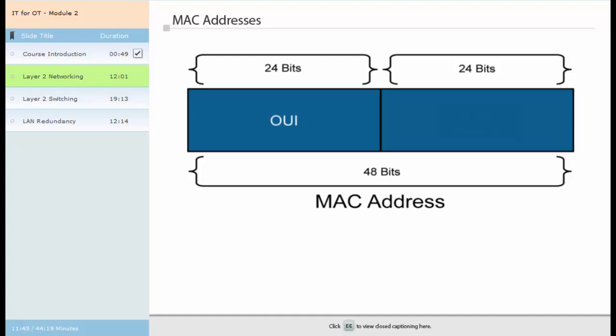Organizational Unique Identifier. This component identifies the manufacturer of the NIC. The IEEE regulates the assignment of OUI numbers. The vendor assigned portion is a serial number that uniquely identifies the Ethernet hardware. The physical address is a binary number that can be expressed in hexadecimal format and is actually burned into the NIC. This address is referred to as the burned-in address or MAC address.